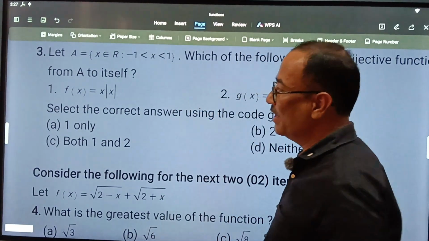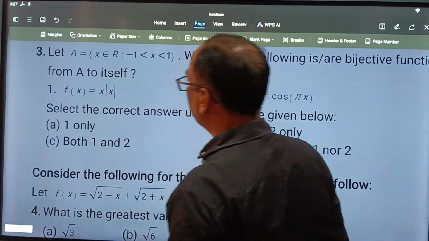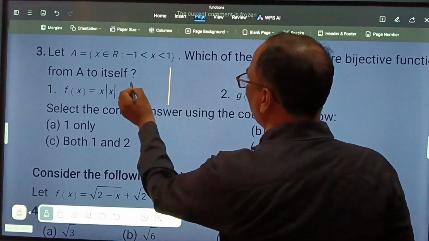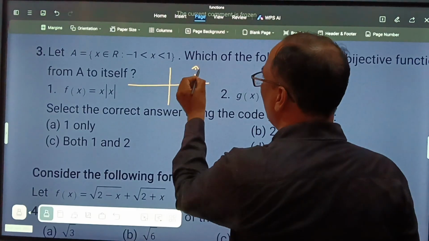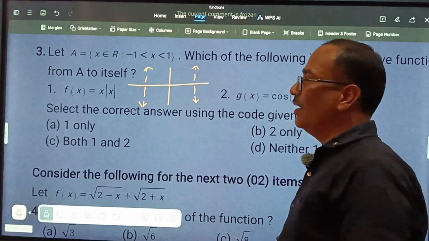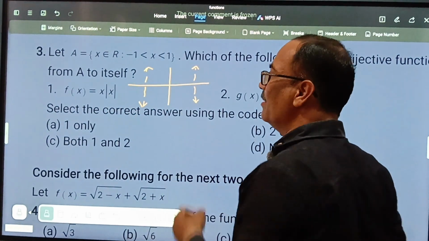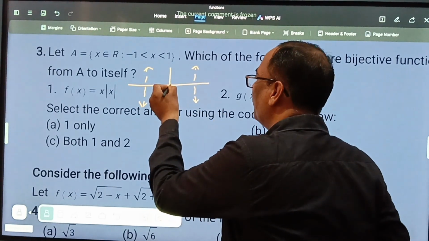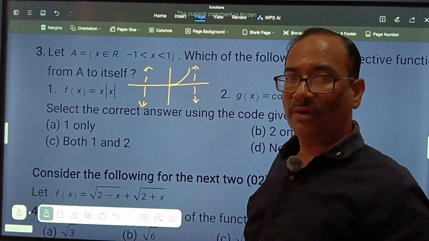First function is x into mod x, and we can draw the graph of this function. This is plus 1, this is minus 1. If x is positive, then mod x is positive, x is also positive, and this forms a parabola, just like this one. Got it, bache?